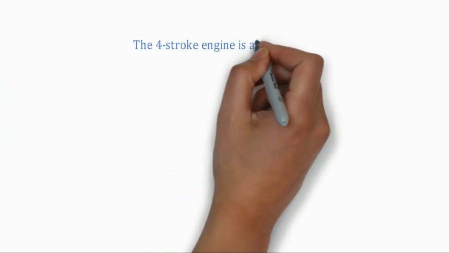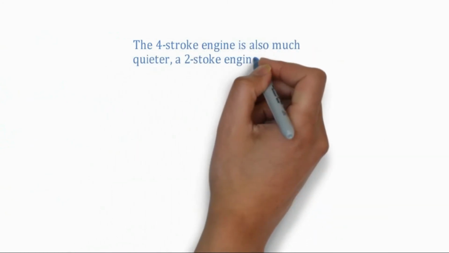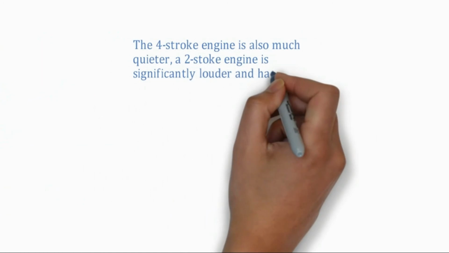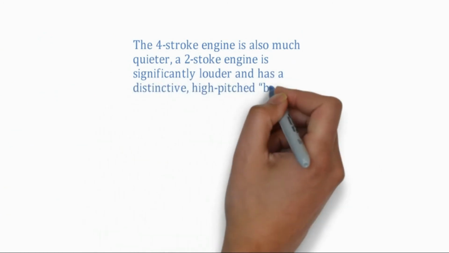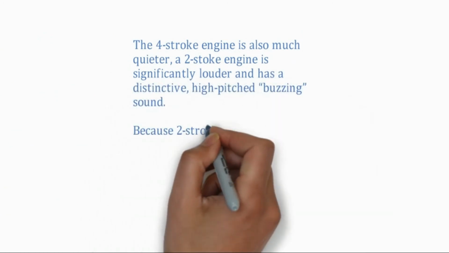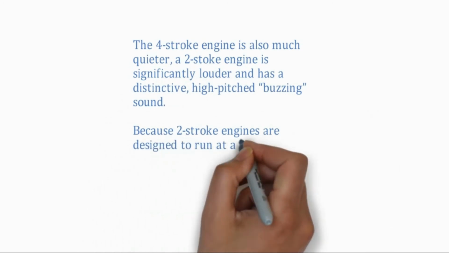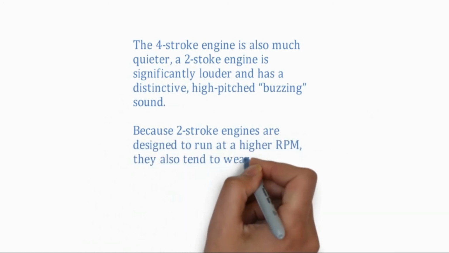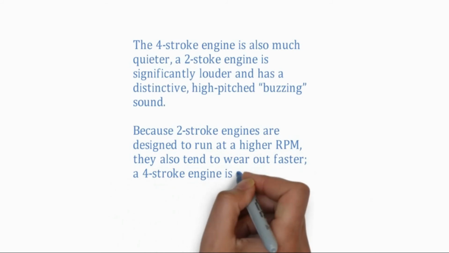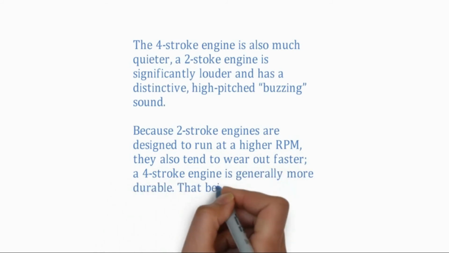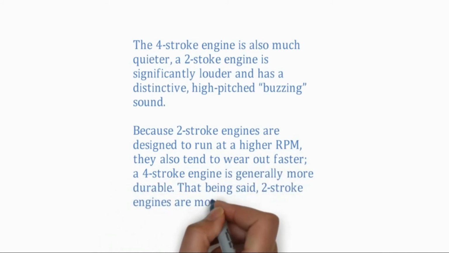The four-stroke engine is also much quieter. A two-stroke engine is significantly louder, and has a distinctive, high-pitched buzzing sound. Because two-stroke engines are designed to run at a higher RPM, they also tend to wear out faster. A four-stroke engine is generally more durable. That being said, two-stroke engines are more powerful.